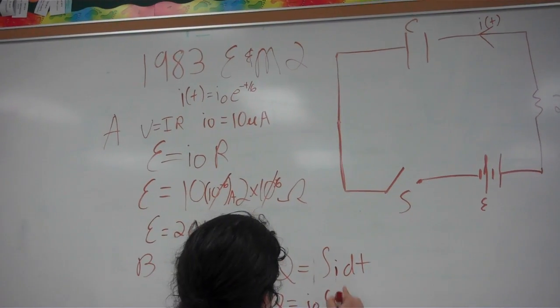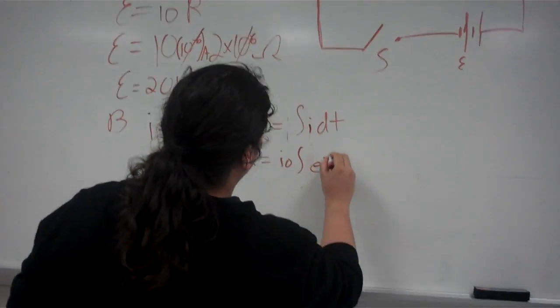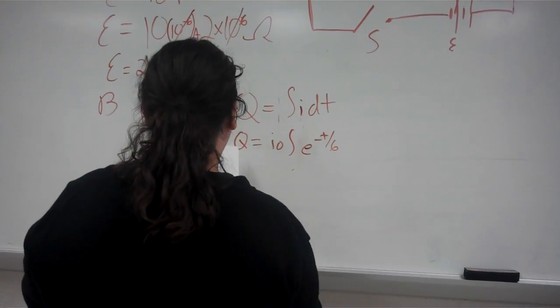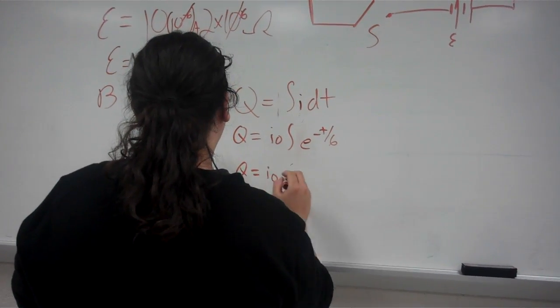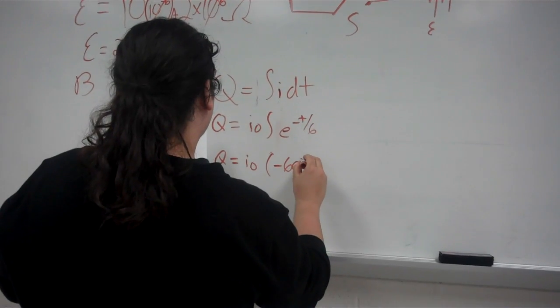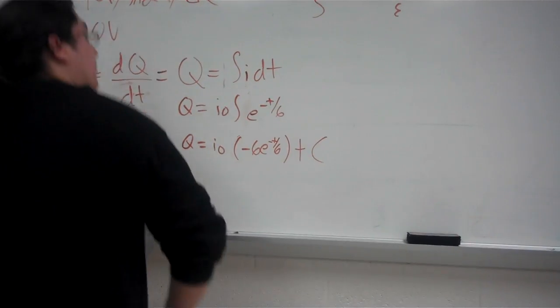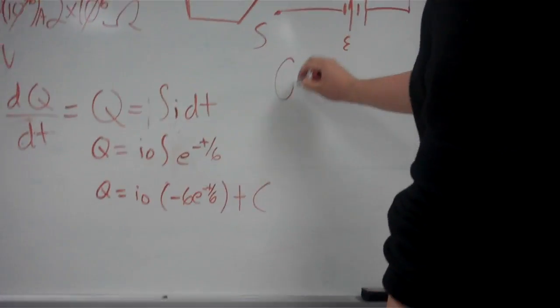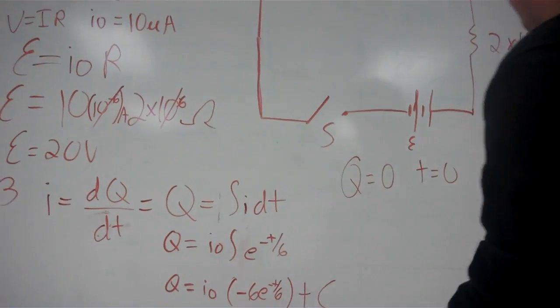So we have the integral of I naught, which I moved over here to the side, times e to the negative t over 6. And when we anti-derive that, we get q is equal to I naught times negative 6 e to the negative t over 6 plus c. I'm going to move this over here. And we know that q, or the charge on the plate, is equal to 0 when t is equal to 0, because the switch has not been closed.